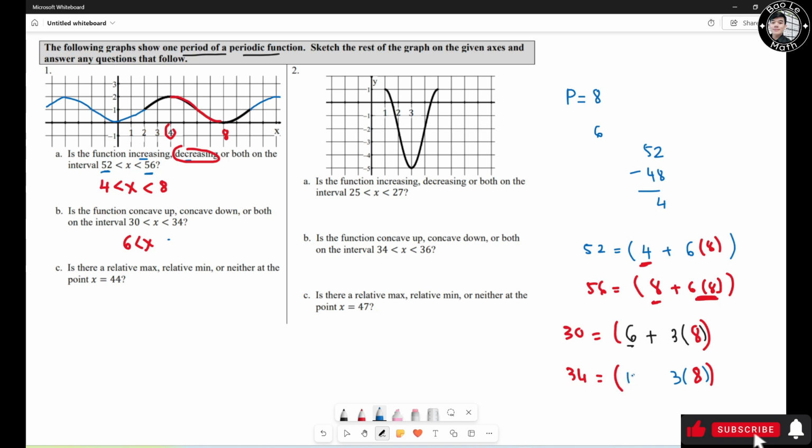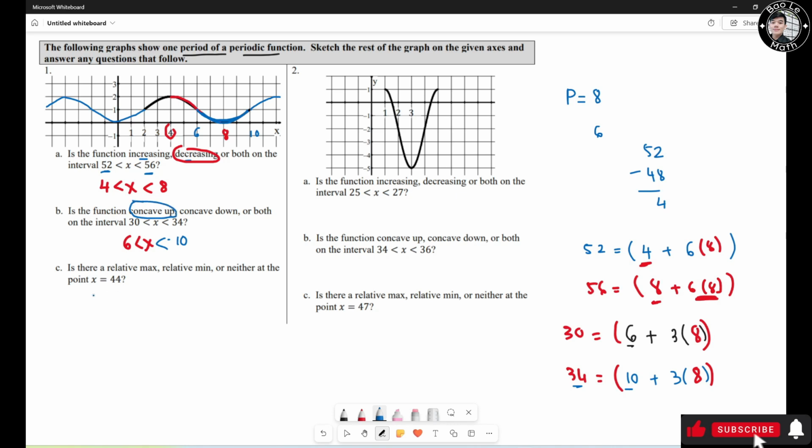And then we're going to add 10, right? Because 10 plus 3 times 8 is going to be 34. So 34 is the same thing as 10, right? So we put 10 right here. Alright, so in this interval 6 to 10, so 6 right here, and then 10 right here, right? The function is this guy, which means the function is concave up, right? So this guy right here.